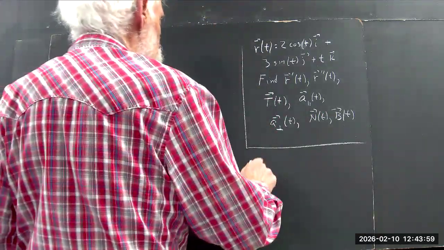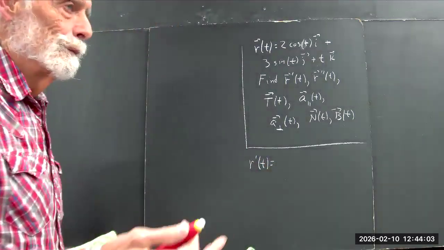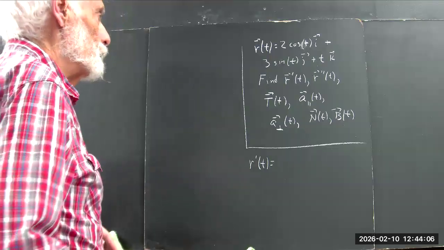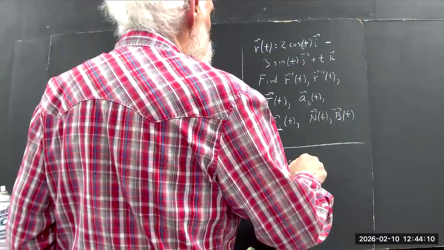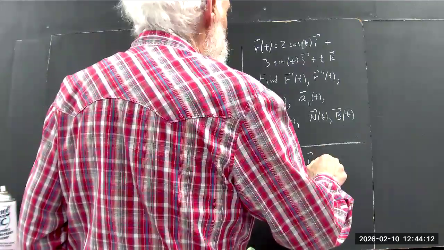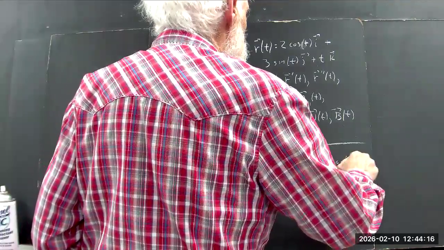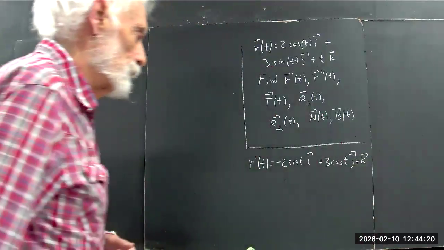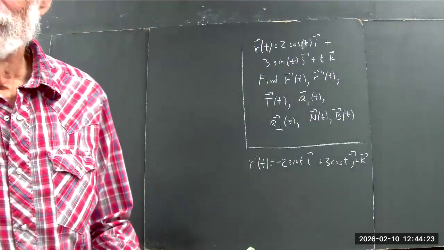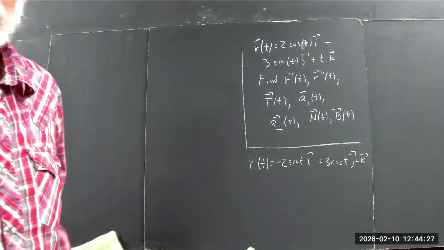First of all, the derivatives are really simple. I'm going to have -2 sine t i plus 3 cosine t j, plus just plain old k. All right. I didn't ask you to sketch this.